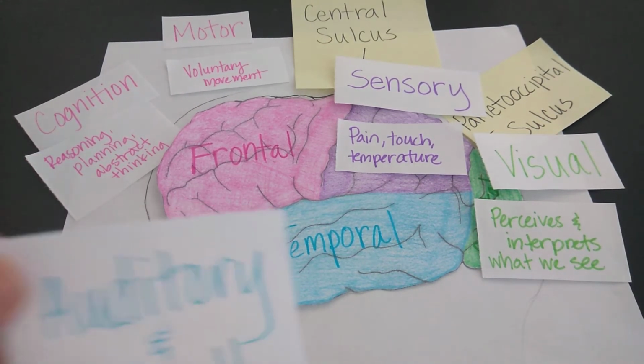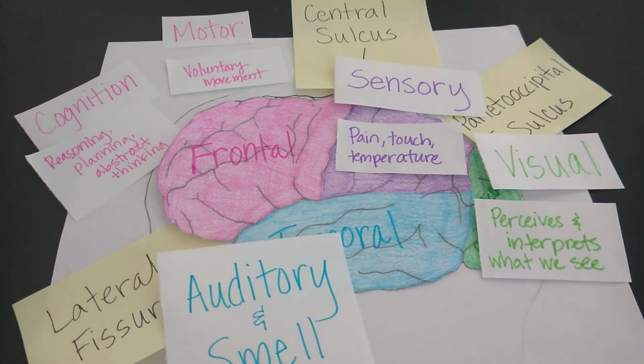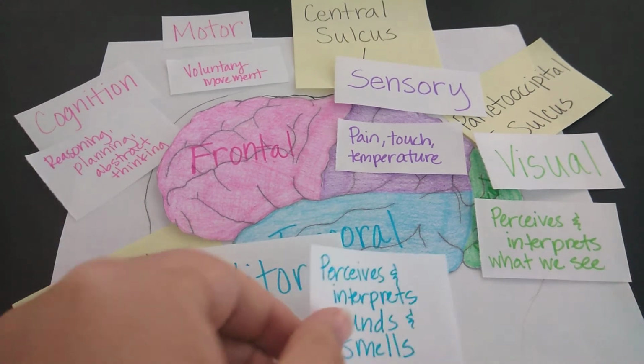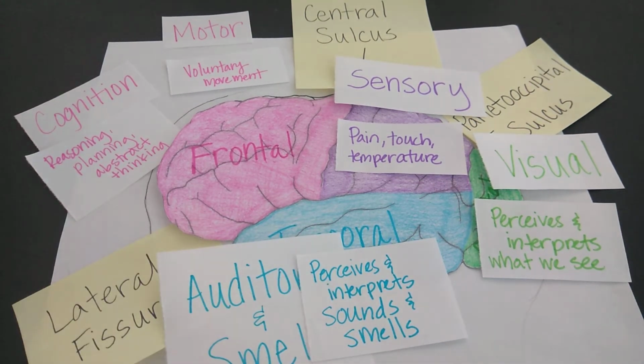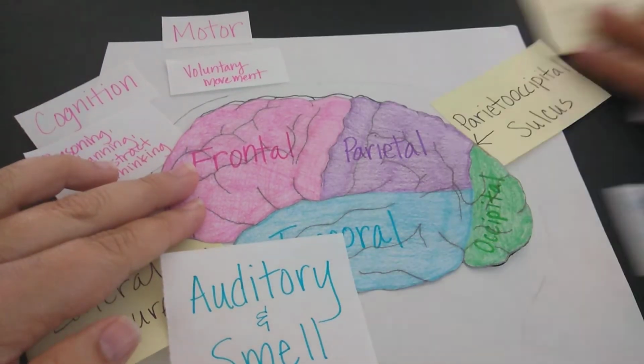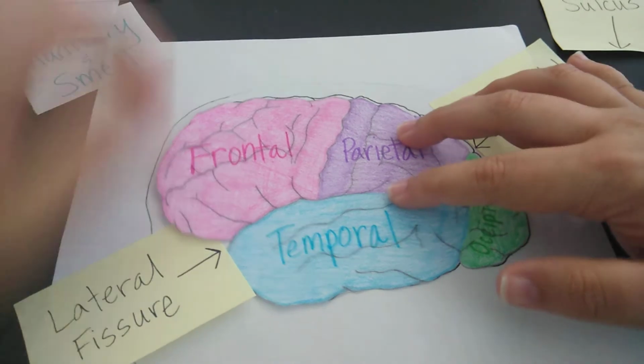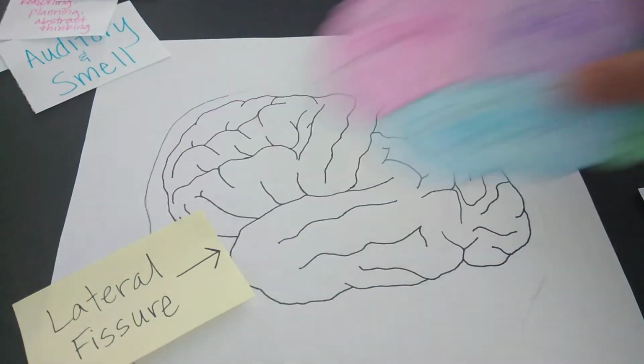Finally, the temporal lobe is involved with auditory processing and smell. It perceives and interprets sounds and smells. Although each lobe has its specialty, they all come together to help us perform as optimally as possible.